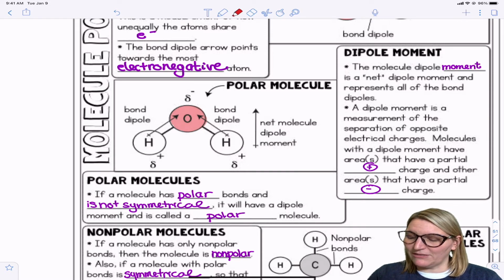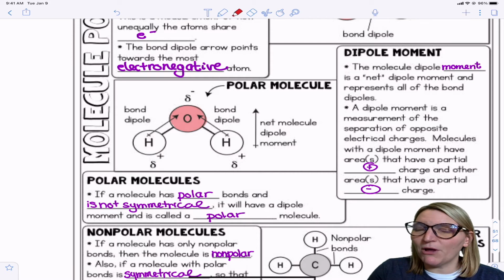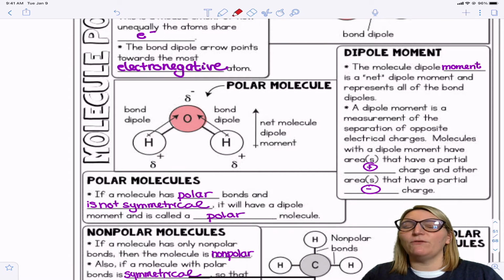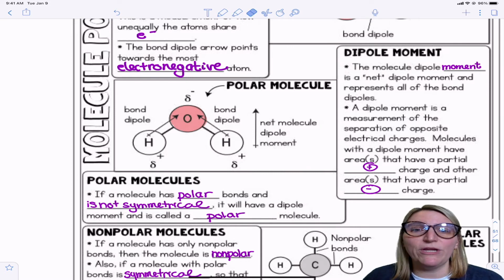A dipole moment is a measure of the separation of opposite electrical charges. Molecules with a dipole moment have areas that have a partial positive charge and a partial negative charge. If you look at the example here, the example is the water molecule. We know water is polar. You've been talking about that since middle school. This is just a little bit more sophisticated of a discussion as to why water is polar.